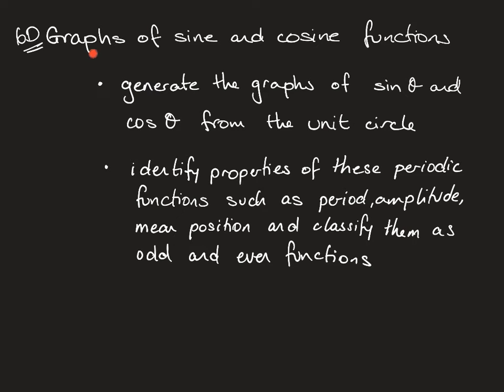In this video, we're going to look at the graphs of sine and cosine functions. We're going to generate the graphs from the unit circle, and then identify the properties of these, what we call periodic functions, such as the period of the graph, the amplitude, the mean position, and finally we're going to look at some of the other properties they have in terms of their symmetry and classify them as odd and even functions.